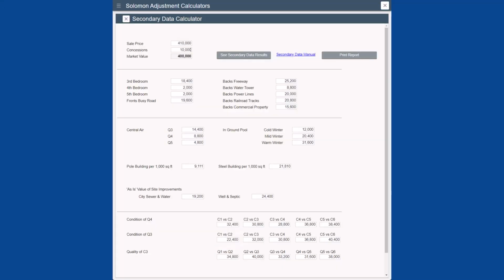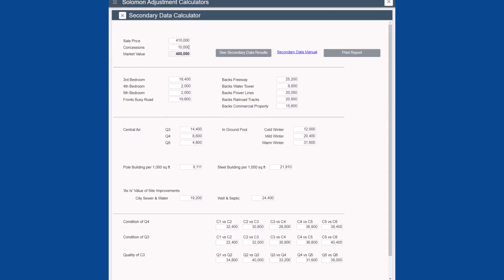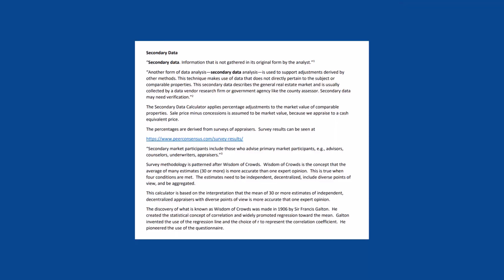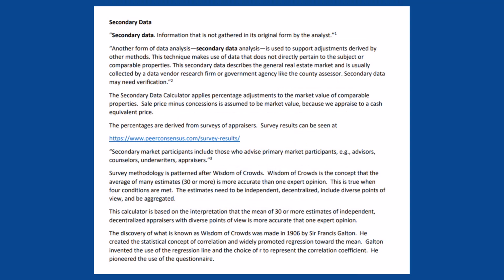I have applied this to appraisal questions that were asked to a large group of independent, decentralized appraisers. There is no geographic competency because the appraisers are spread out across the country and no location was specified. They are non-experts. Remember that this is secondary data analysis, which is used to support adjustments derived by other methods.